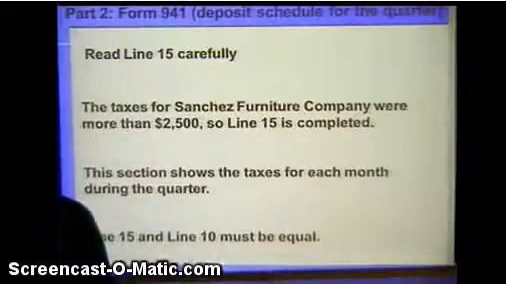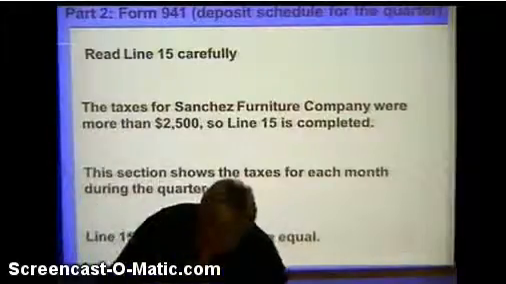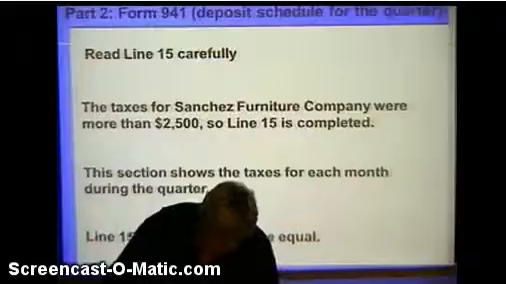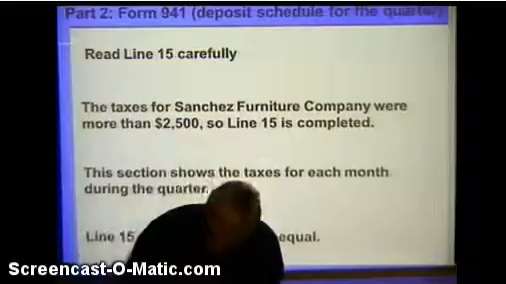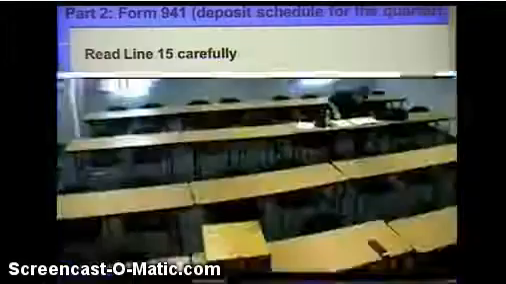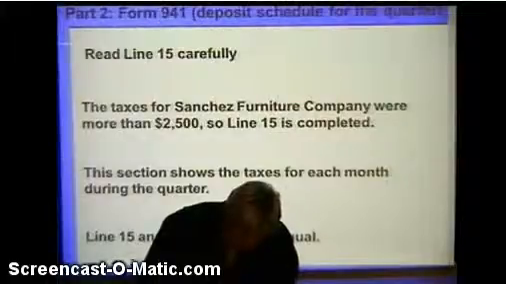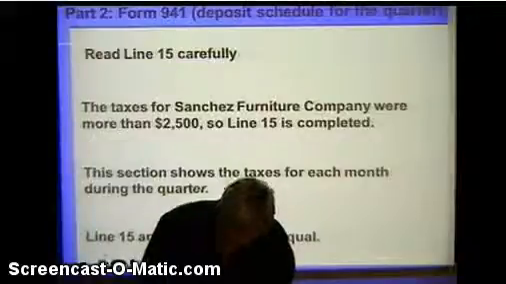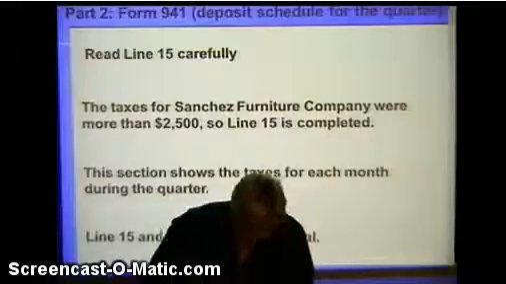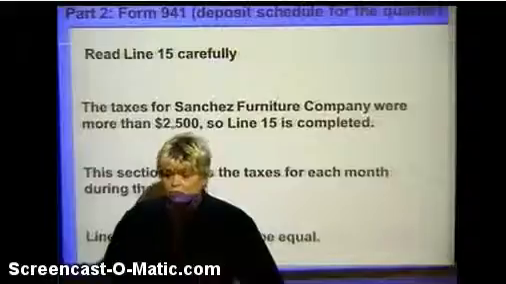Okay, notice once you finish, line 15 and line 10 must be equal. Line 10 is what you figure when you multiply it out, using the total after all the adjustments. That's line 10, total after the adjustment for the advance. Then line 15 shows what you actually collected and paid so far, deposited. So those two numbers must match.